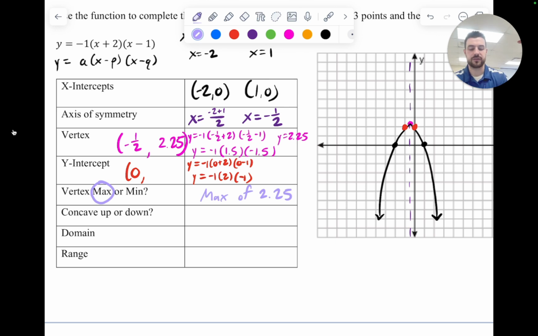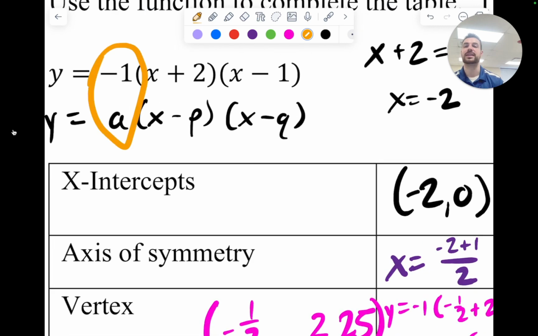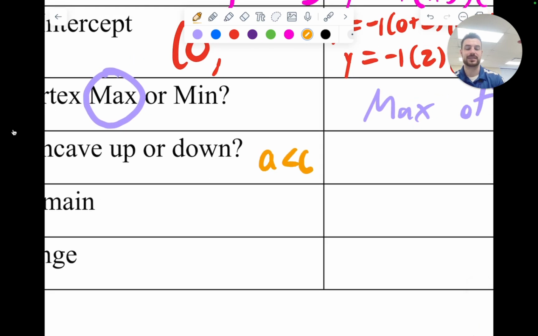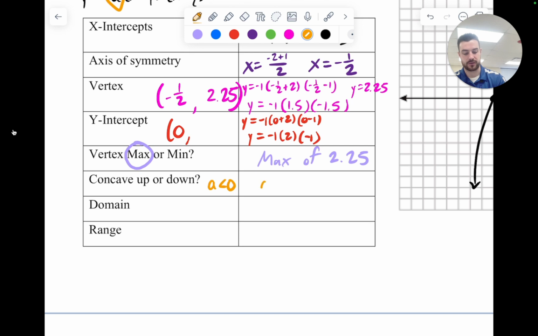Concave up and concave down. Again, are we opening up or down? If we just look at the graph that we've made, we can see that it's concave down. But exactly as we did before, if we look at that a value, we could see that in this case, a is less than 0, so it is going to be concave down. Now again, our domain is always going to be negative infinity to infinity.